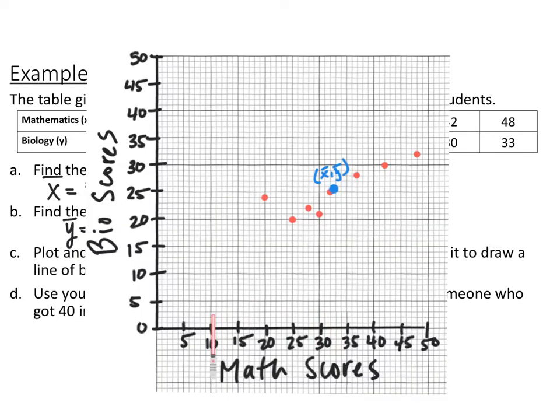So again, I labeled and scaled my x-axis, math scores, labeled and scaled my bio scores, and then I plotted in red all the data points, and then in blue, that's the x bar, y bar. So this is our mean point. So then if you haven't already done so, we want to draw by eye a line of best fit. So again, we go through the mean and you try and get as many points above the line as below the line. So go ahead and pause the video and do that.